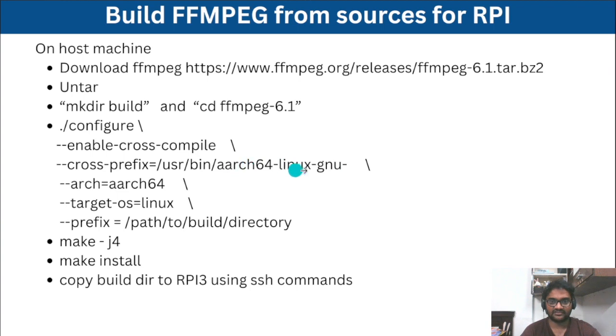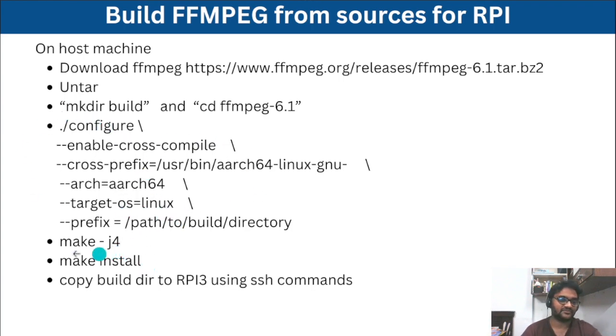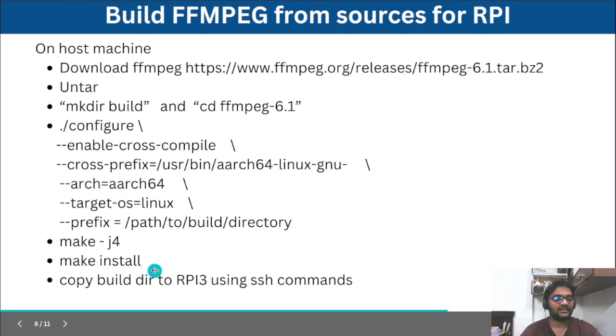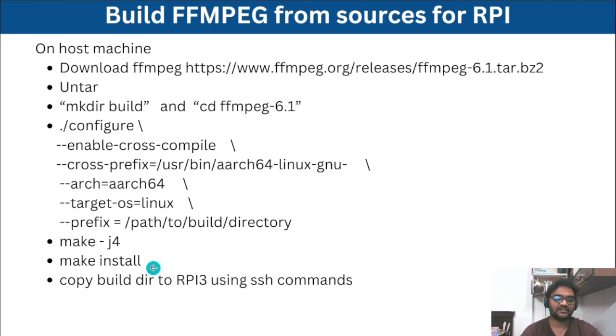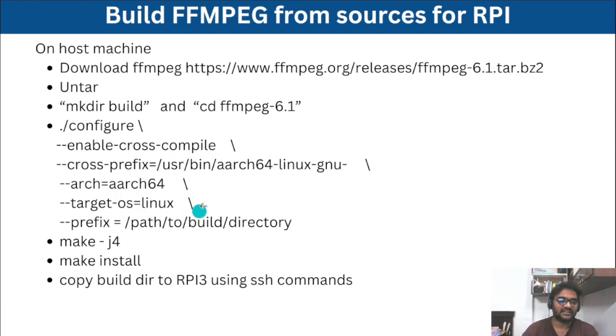We just need to leave this declared like this here, and the architecture needs to be mentioned, which is arc64, and the target, and the prefix is where to store all the binaries as a part of make install. So after configuration, you will run make -j4, and then make install, and at this point all the binaries and the libraries are generated which support this particular target machine, which is Linux, Raspberry Pi 3, and 64-bit ARM architecture.